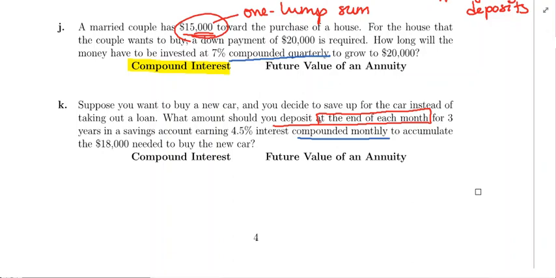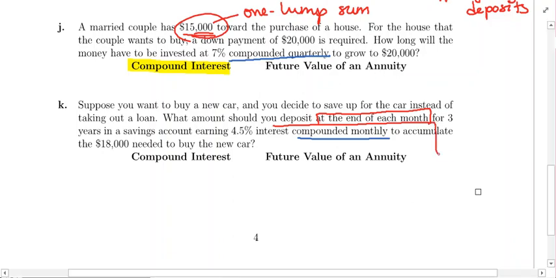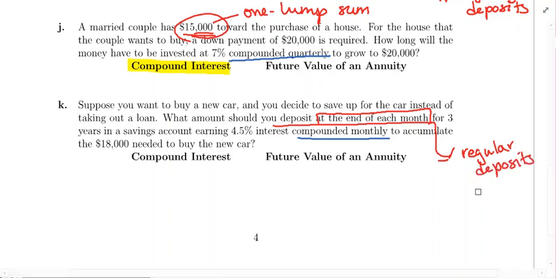So the key here, you're saving money and you're saving money at the end of every month. So these are regular deposits. So since you're saving money through regular deposits, that means this is the future value of an annuity formula. All right, so that's all 11 situations. We have decided which formula we should use to solve each one.